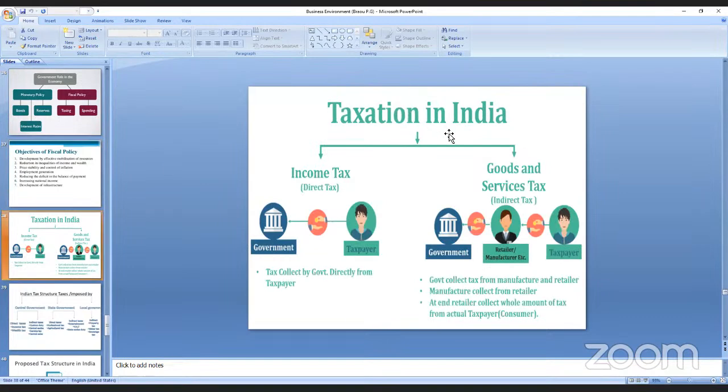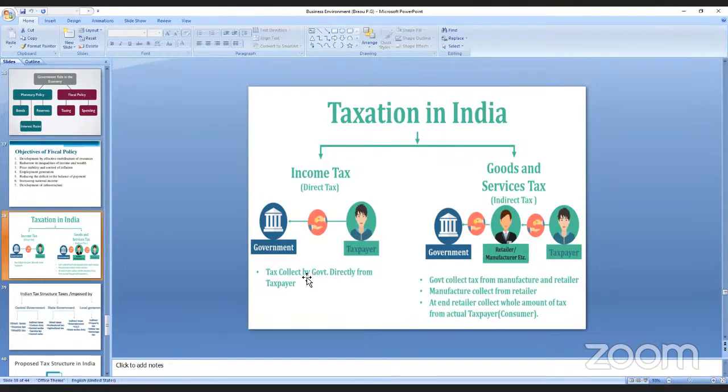See here, taxation in India. One is direct taxes, the other is indirect taxes. Direct tax is where the taxpayer, an individual, pays the tax directly to the government. That is tax collected by the government directly from the taxpayer. Is it clear? When you take a salary, you also pay tax to the government. Yes, ma'am. That comes under direct tax. And goods and GST is an indirect tax.